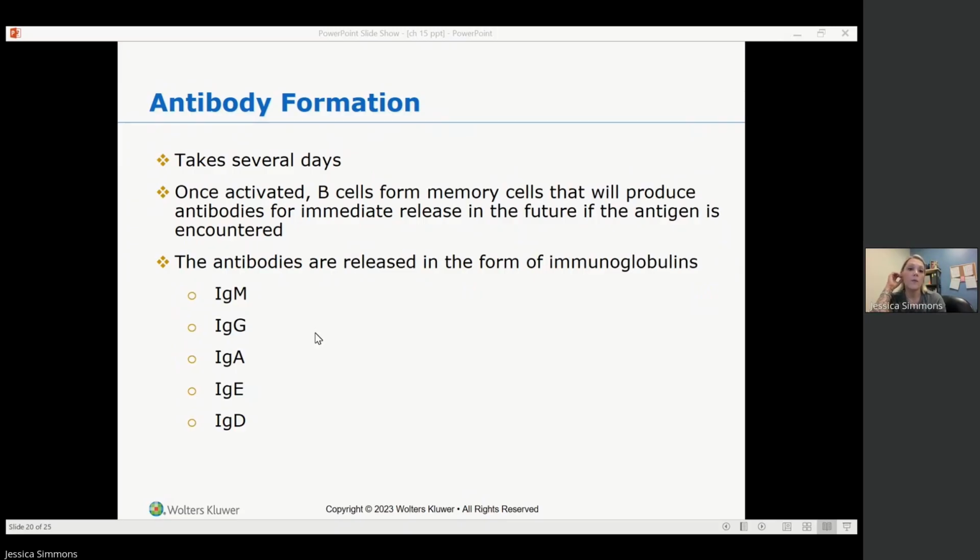The antibodies are released in the form of immunoglobulins. We have many different immunoglobulins. They are for different things. We can use them also for treatment of different things. So we have IgM, IgG, IgA, IgE, and IgD. So these are all on page 263. By the way, these, like I said, can be given as medication. It's usually by IV infusion. That actually might be the only way, by IV infusion.